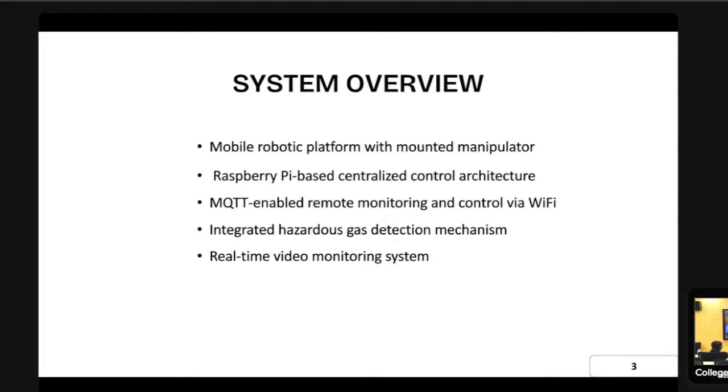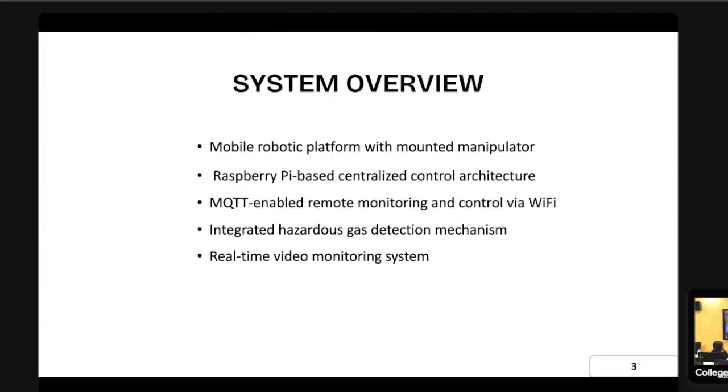The system integrates three primary modules. First, the robotic arm, which is for object handling, that is the pick and place tasks, then the gas detection, and the IoT applications.